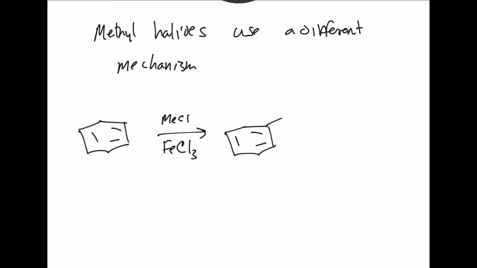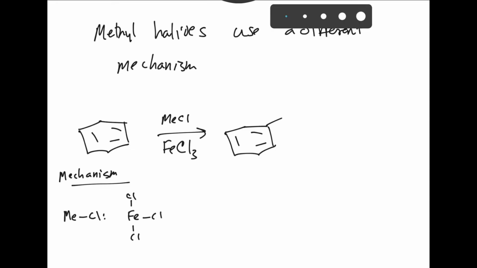Right? But we're not going through a carbocation, so how does this work? The mechanism is very similar to a halogenation, right, with bromine or chlorine that we had learned before. So you have your halide, and same thing that we've seen, right? Our halide's going to add to our metal.